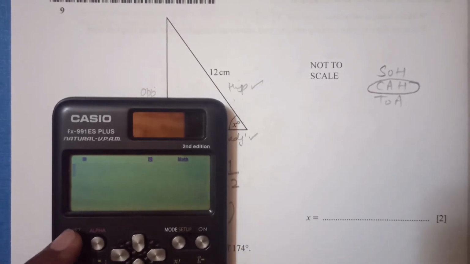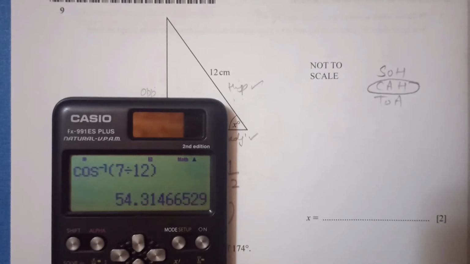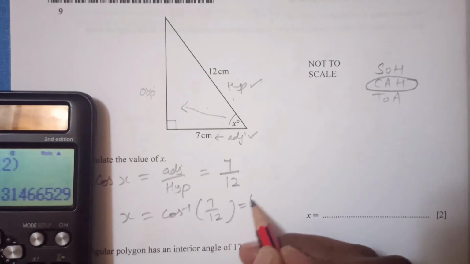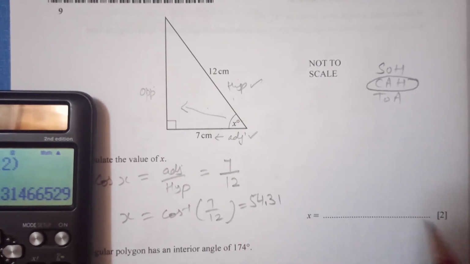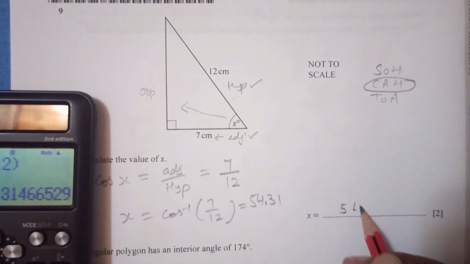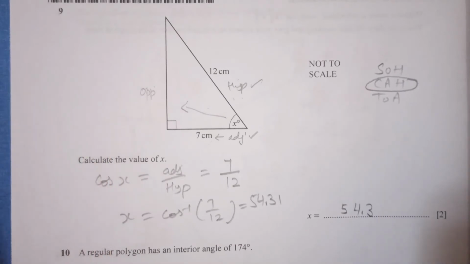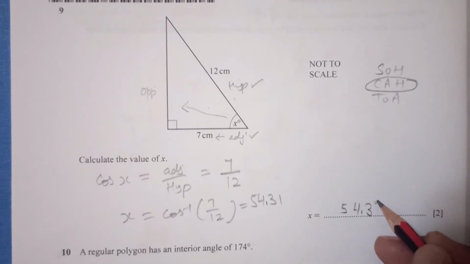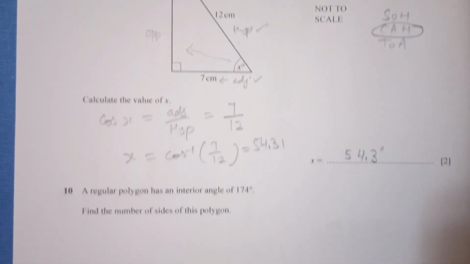Cos inverse 7 divided by 12, 54.31. So this is 54.31, right? So that is the answer, 54.3 in 3 significant figures. Remember to write down the answers in 3 significant figures. So this is 54.3 degrees.